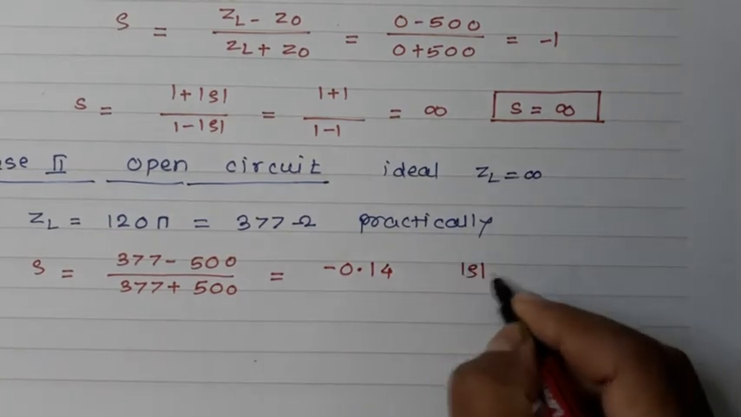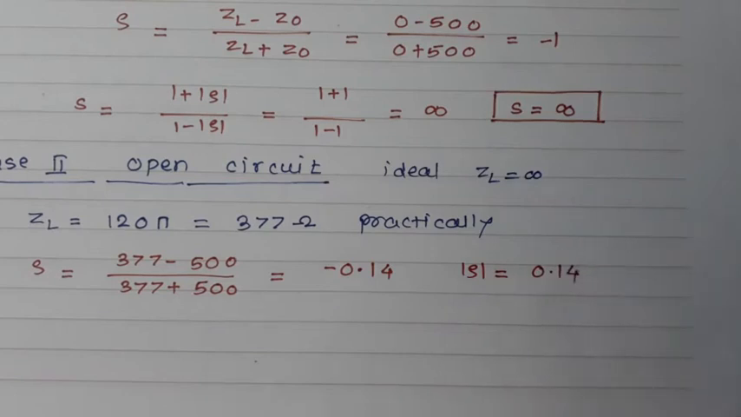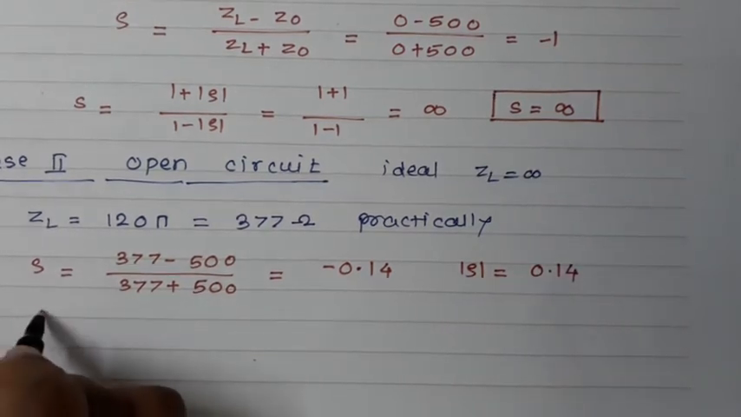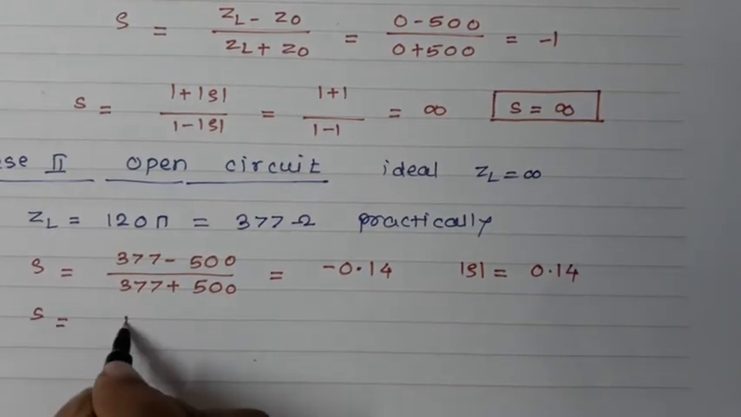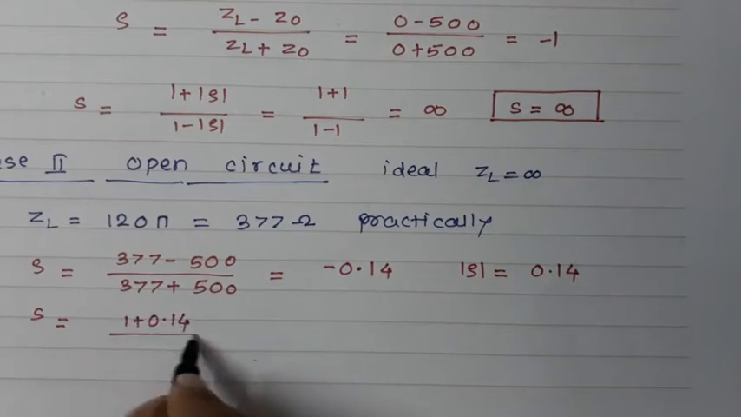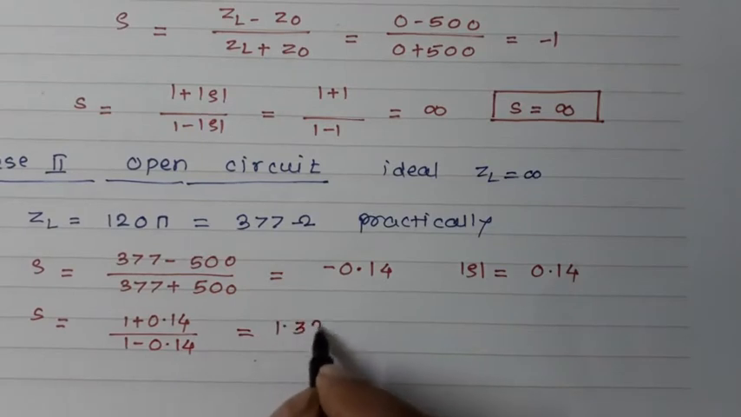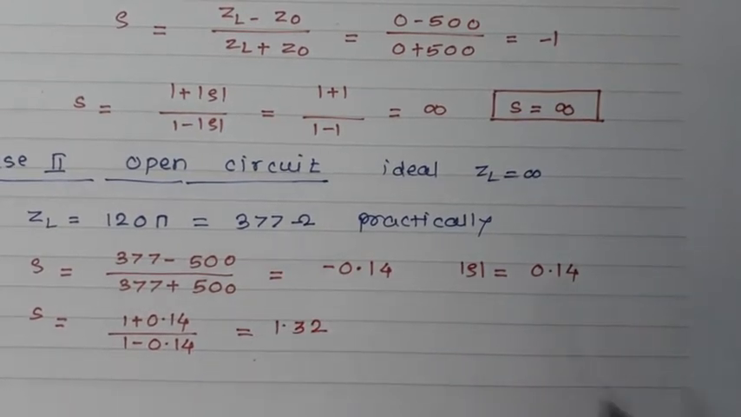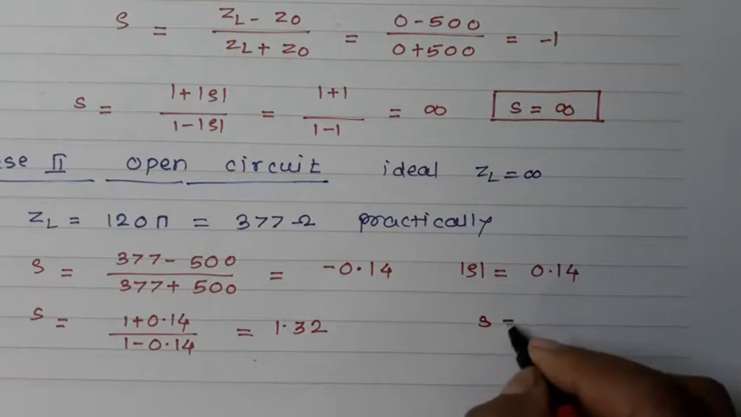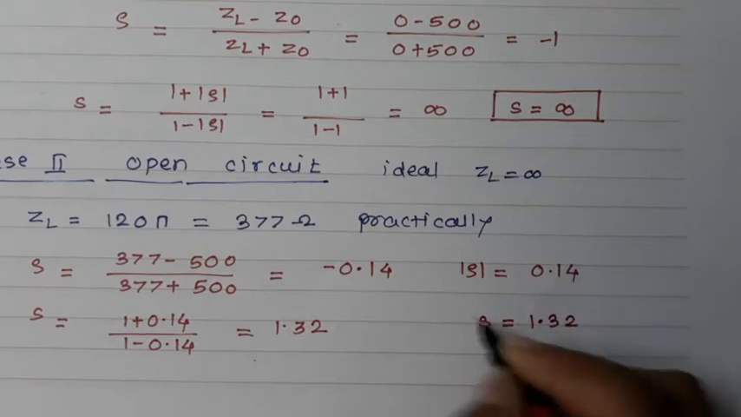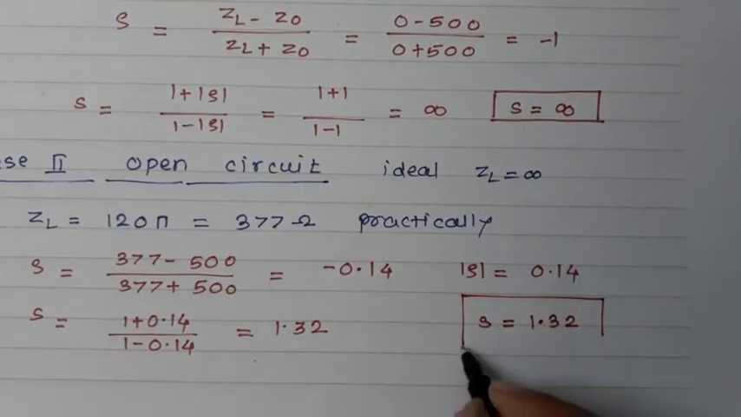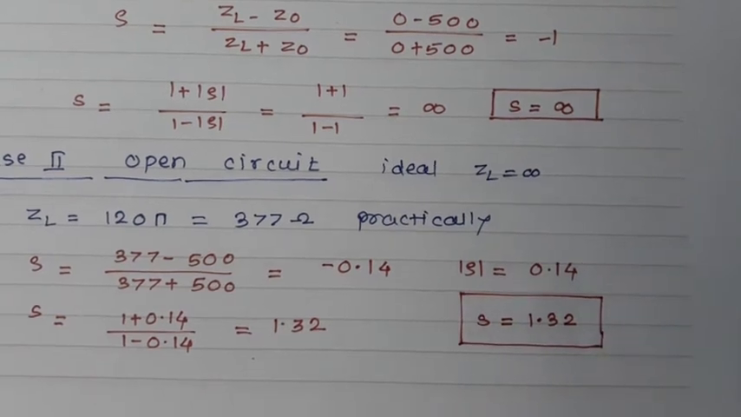I'm taking here the modulus of the reflection coefficient, which is 0.14. So if I'm interested in the voltage standing wave ratio, it will be 1 plus 0.14 divided by 1 minus 0.14, which comes to 1.32. So I can consider that my voltage standing wave ratio for the open circuit condition will be 1.32.